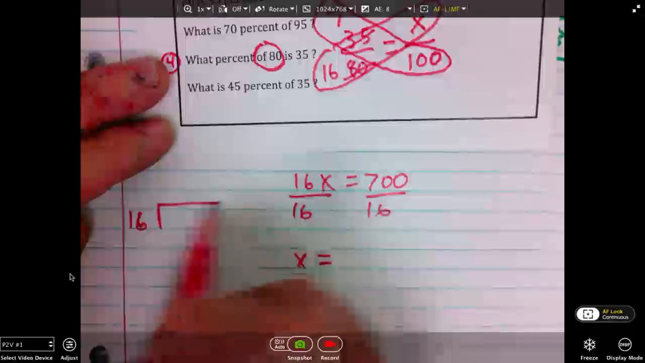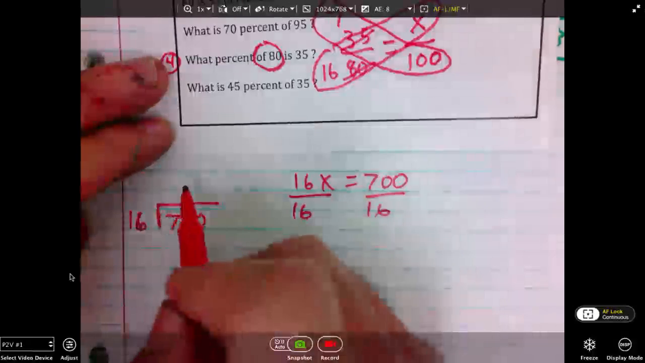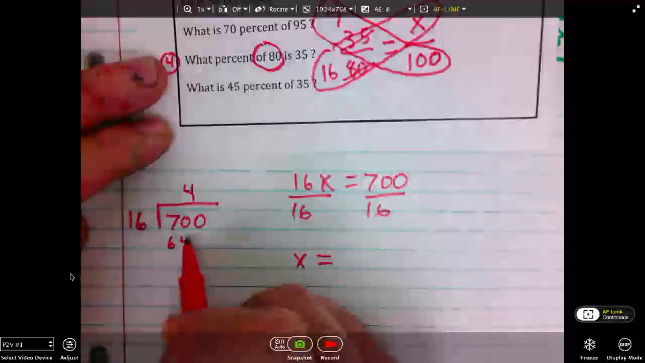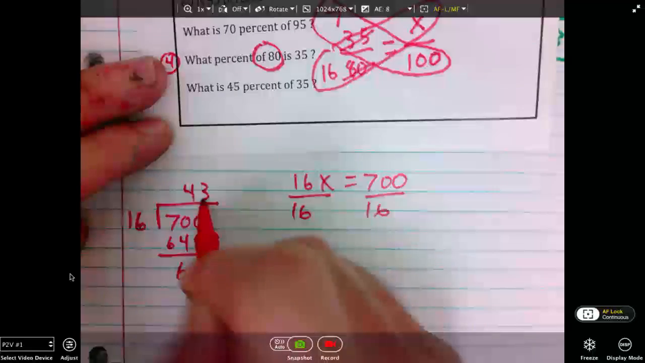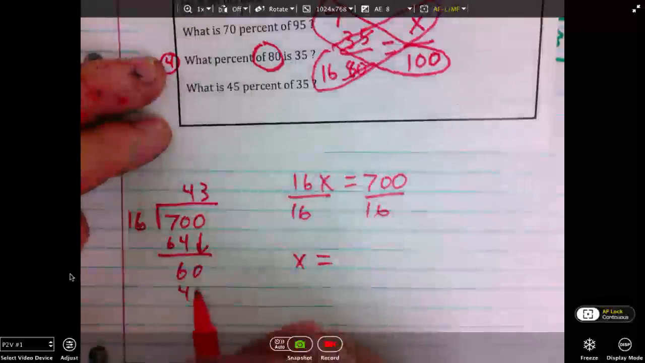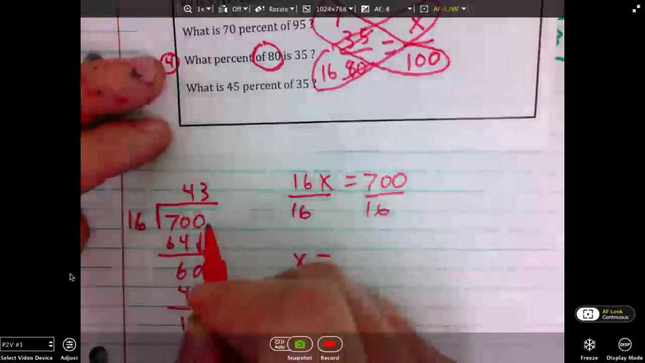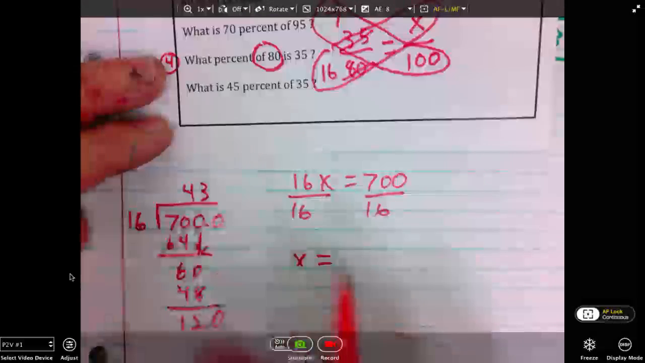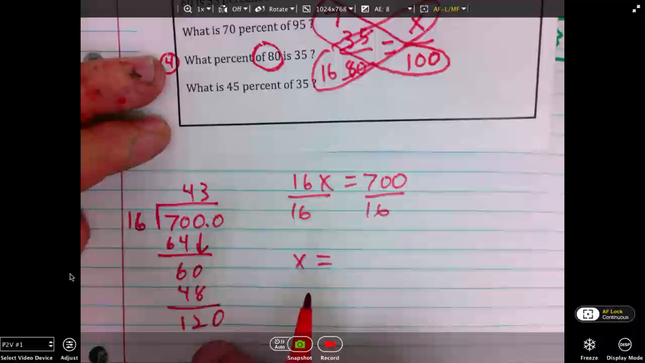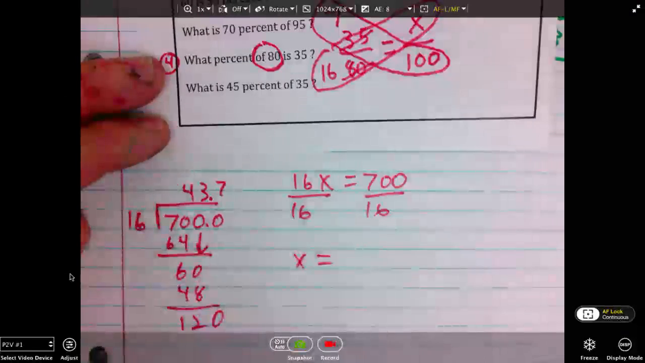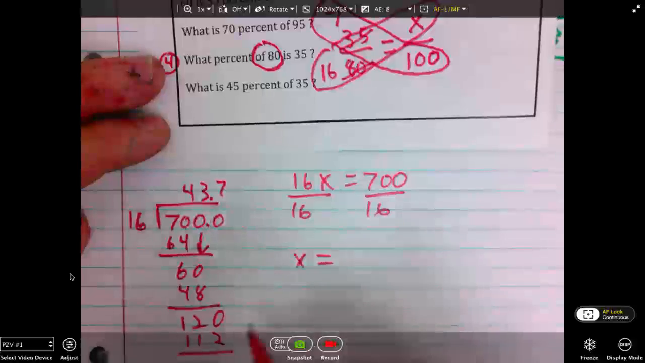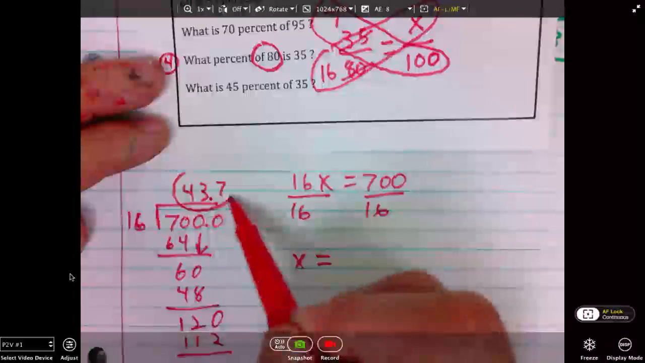16 divided into 700. 16 into 70, 4 times. 4 times 16 is 64. Subtract, get 6, bring down my 0. 16 into 60, 3 times. 3 times 16 is 48. Subtract, get 12. Introduce a 0, bring down that 0. 16 into 120 is 7 times. 7 times 16 is 112. And I'm going to leave it as this, 43.7.